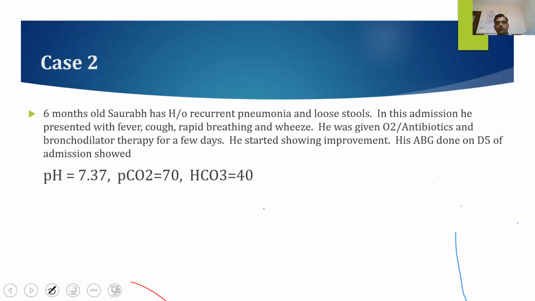Okay. Now second example, a 6-month-old child with recurrent pneumonia and loose stool. So this time admitted with an acute exacerbation, and he started improving. So we did his ABG, and this is his ABG. So he's a chronic pneumonia patient, pH 7.37, CO2 70, bicarbonate 40. So give your answer.